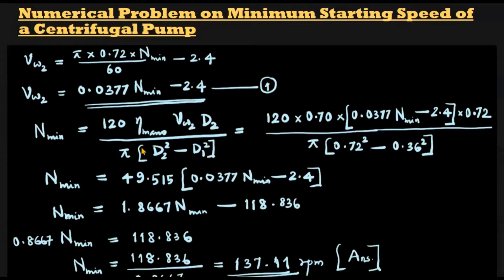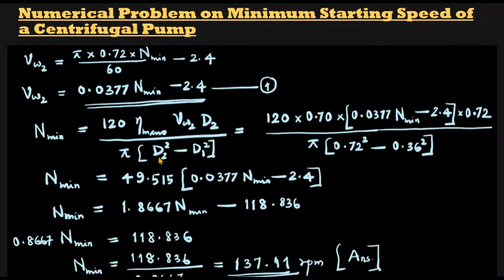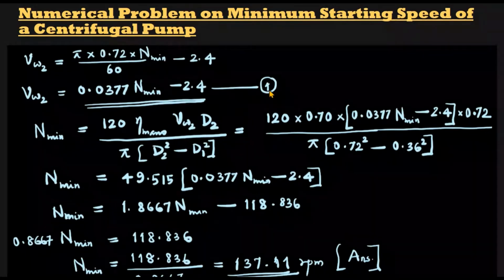Now come back to the original expression we derived for n minimum the other day in terms of manometric efficiency, VW2, D1 and D2. See, this is that expression. So n minimum is equal to 120 eta mano into VW2 into D2 divided by pi into D2 square minus D1 square. So in this case, D1, D2 and eta manometric efficiency are available. What we have to substitute is VW2, the expression for VW2. See, that is labeled as equation 1.